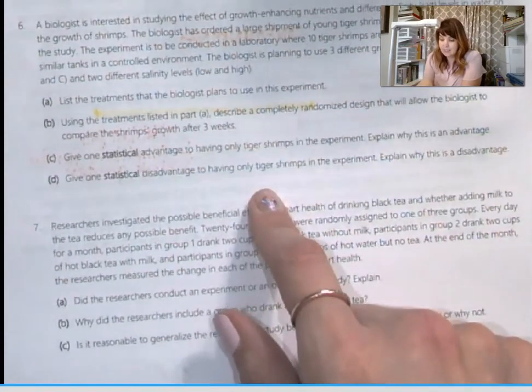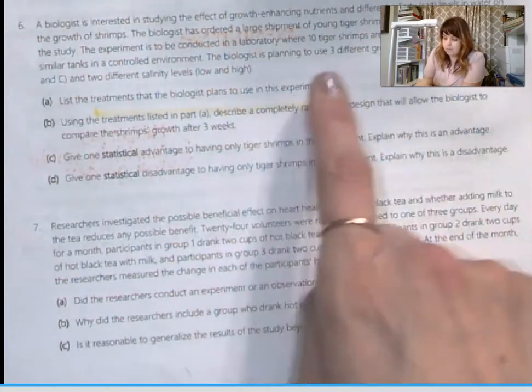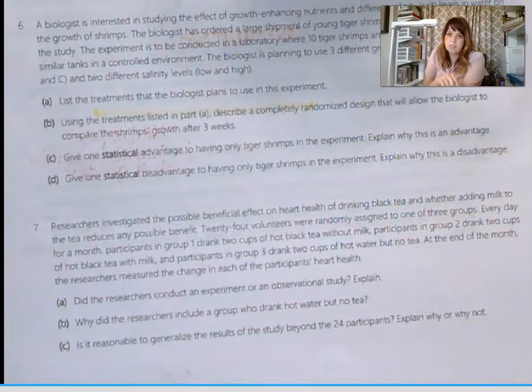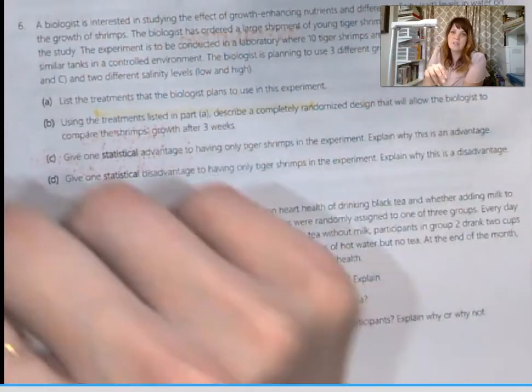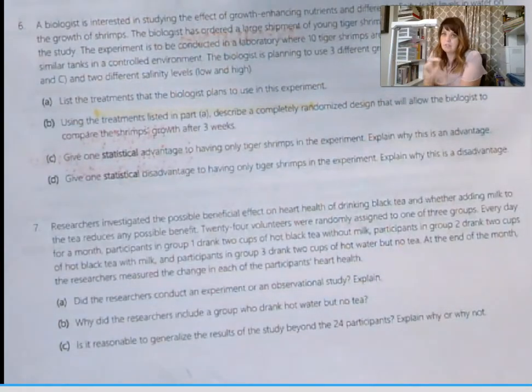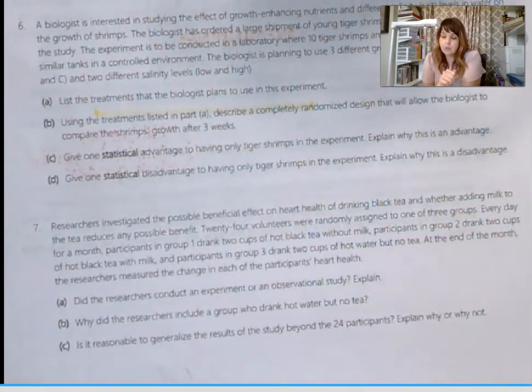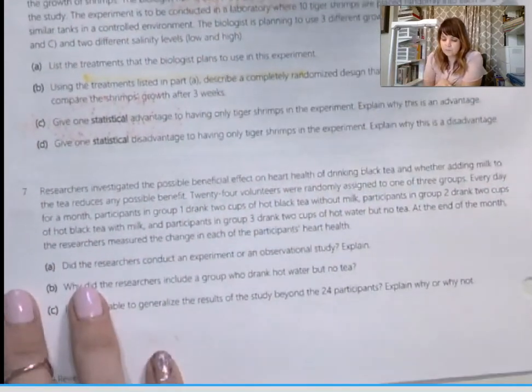Like, I listed nutrient A and low salinity, nutrient B and low salinity, nutrient C and low salinity. You can do one or the other. You can draw a table, or you can list them out, or you can do both. So one or the other or both.